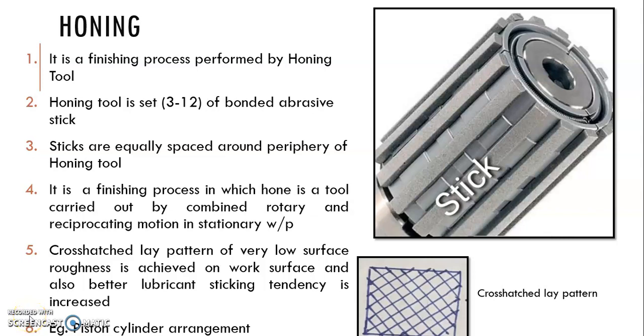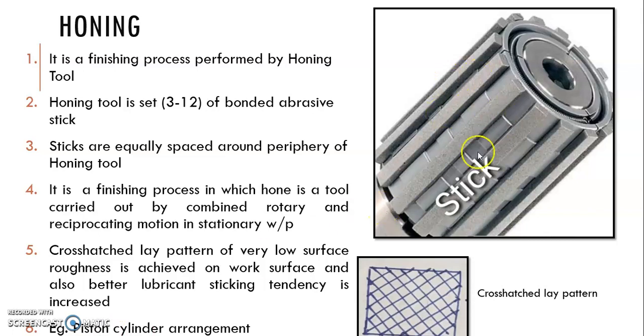We will continue with the last session. As we have studied, honing is another finishing process which is used to smoothen the workpiece surface. So here, this honing operation is for producing a smooth surface of cylindrical holes. The best example I have shown here is a piston and cylinder arrangement.